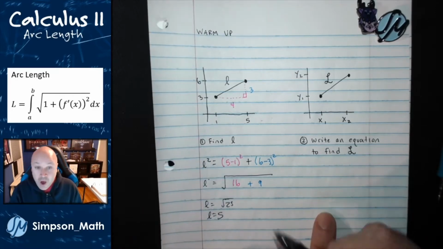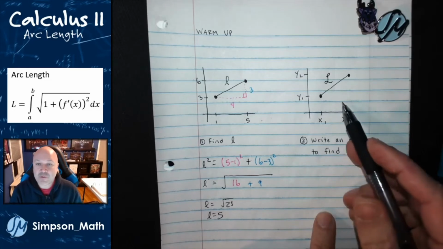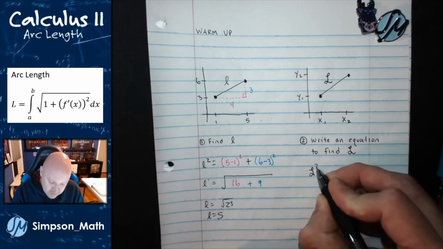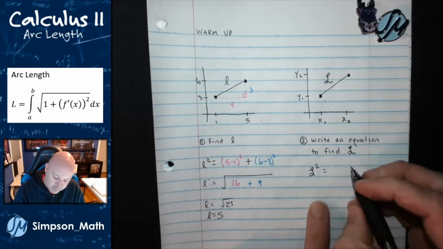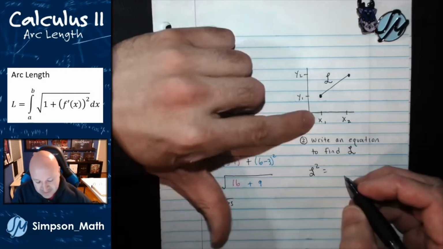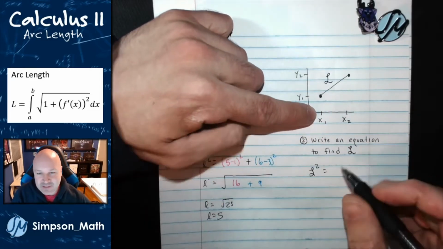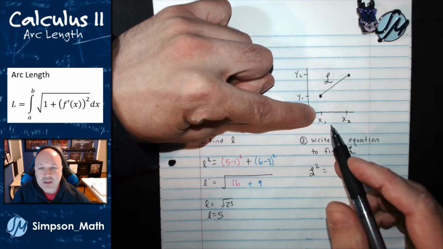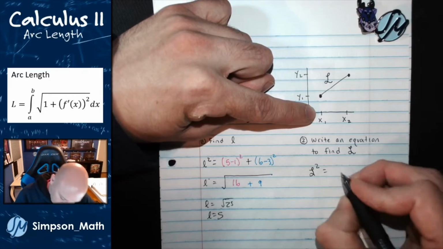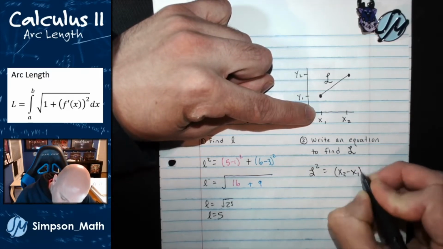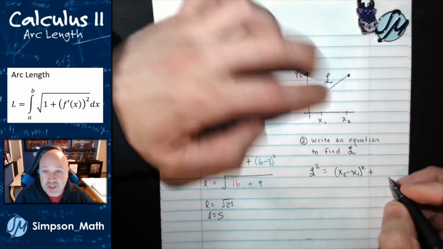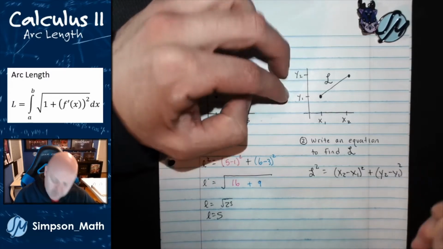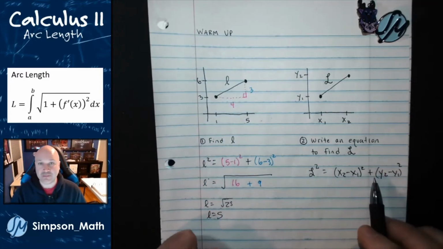Okay, hopefully though, looking at that, I can now come up with an equation for capital L. I claim capital L squared will be equal to the difference in x values, I could call that x2 minus x1, squared, plus the difference in those y values, y2 minus y1, squared. That's simply the Pythagorean theorem.